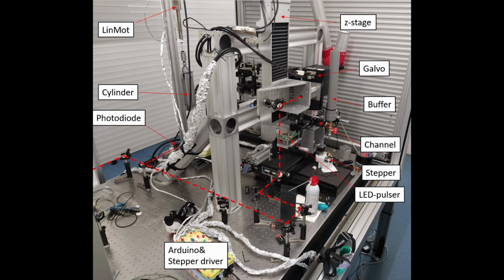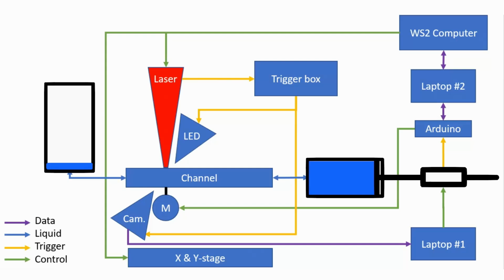Here you see a picture of the actual test setup. The dashed red line indicates the path of the laser. The final goal of my master thesis is to integrate all these components into a single system that can take pictures of the ablation events.